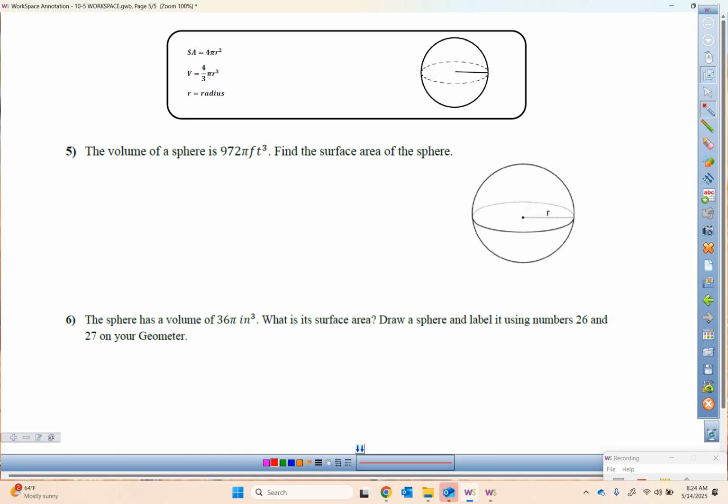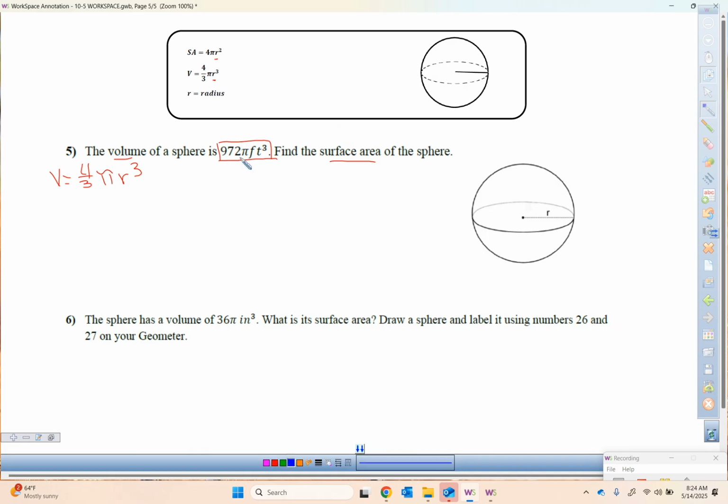Let's look at number 5. Okay, this time it's giving us volume. Okay, the volume is 972 pi feet cubed. Find the surface area. Okay, so it's giving us volume, find surface area. Well, what is the common variable that we need to help us find surface area? R, radius. So if we use the formula for volume to solve for R, we can now plug R in to solve for surface area. Okay? So let's plug in what we know.